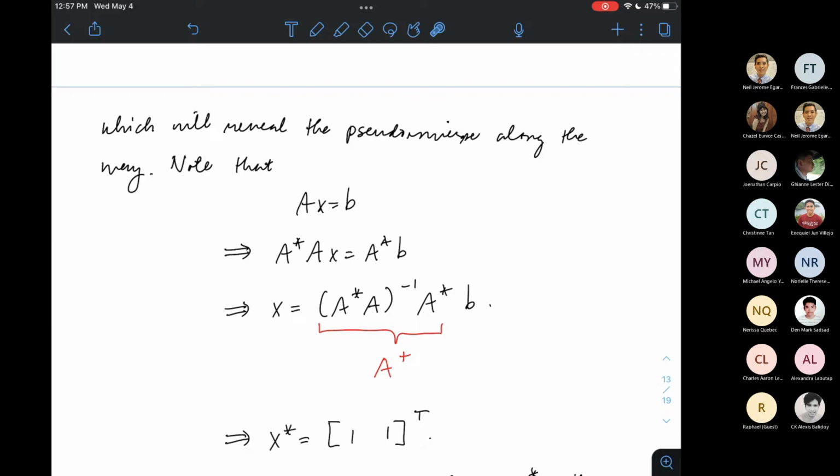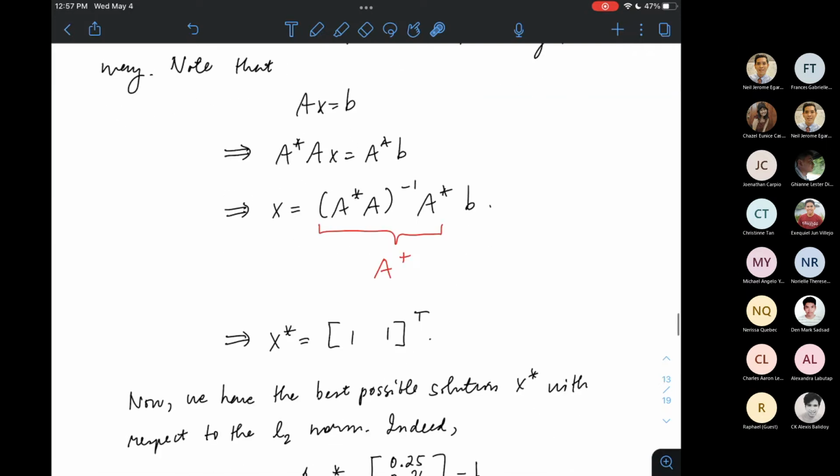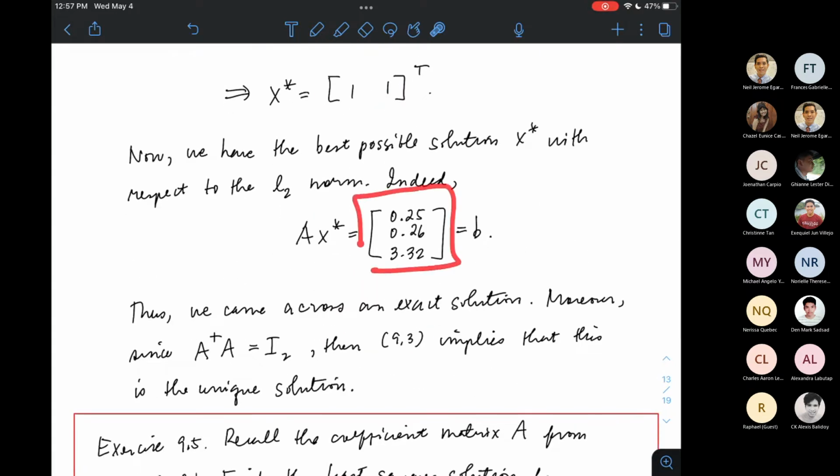All right? Tapos pag kinompute niyo yan, kinompute niyo yung A star A inverse times A star, tapos minultiply niyo dun sa right-hand side vector B, what we'll get is this two-vector 1, 1. Tapos sige, maganda ba itong solution na nakuha ko? Maganda ba yung 1, 1 with respect to the L2 norm? Well, if you multiply 1, 1 to our coefficient matrix kanina, what you'll get is this guy, which is exactly the vector B. All right?